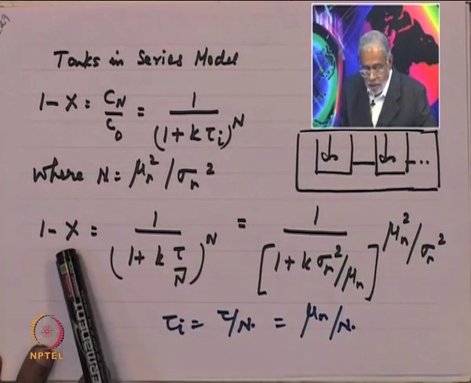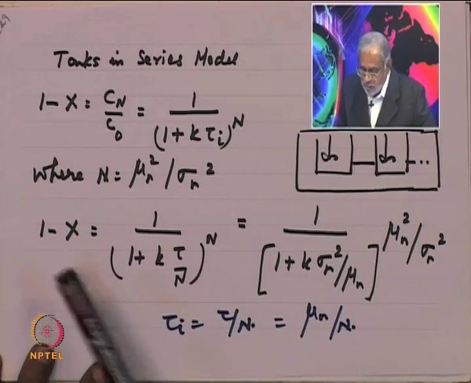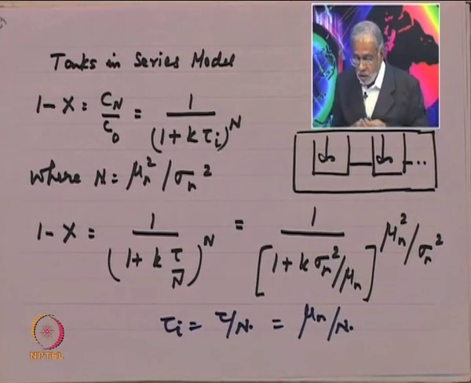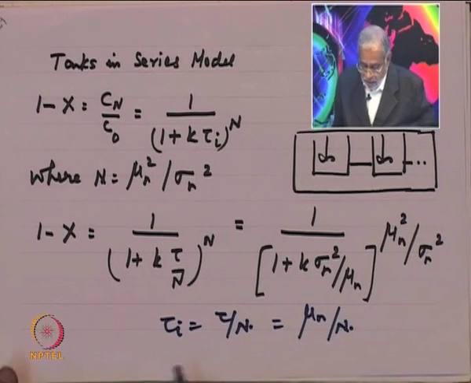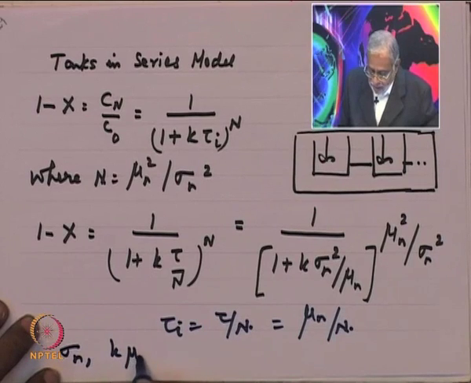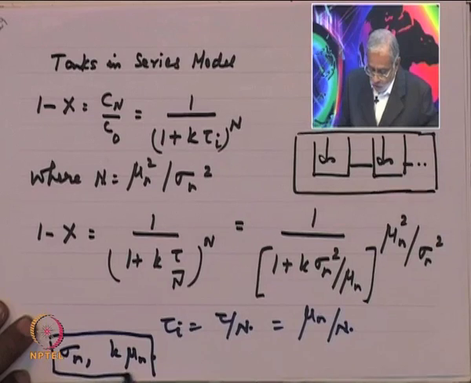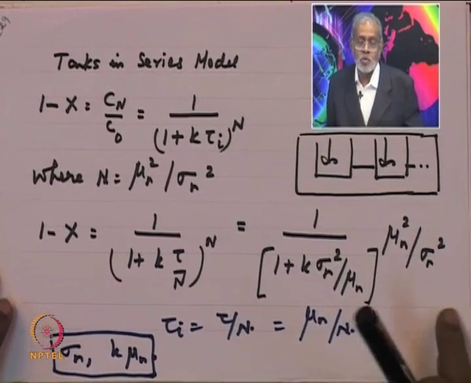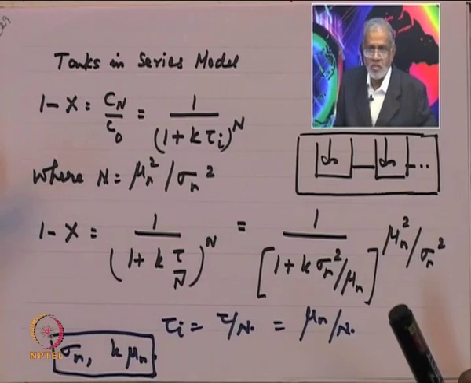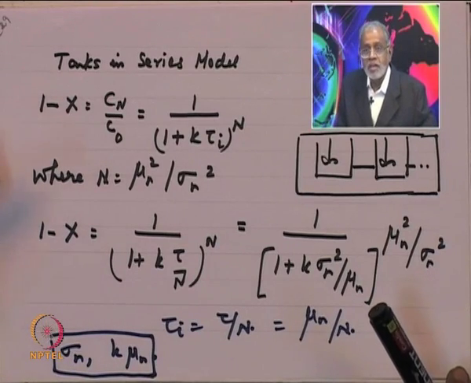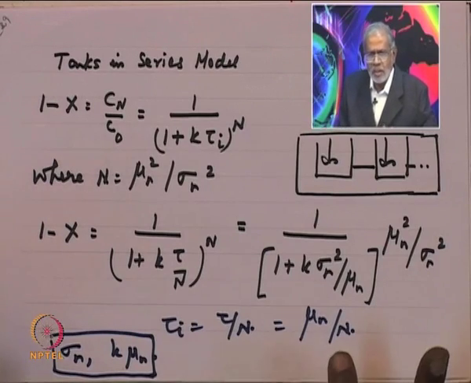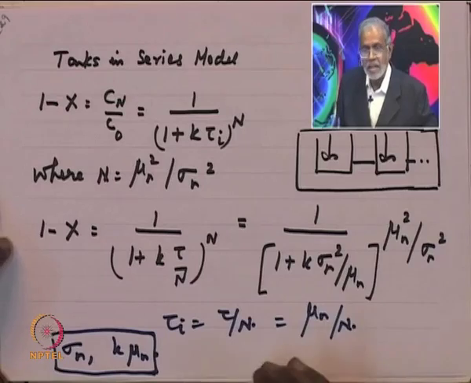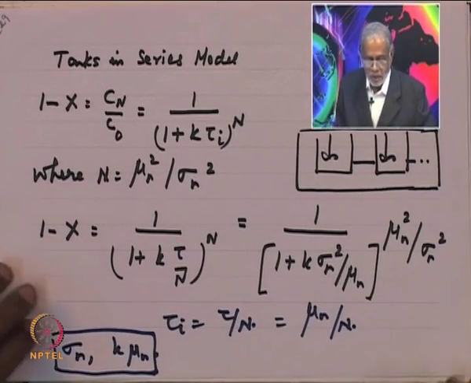So if you look at the final expression, 1 minus X equal to this, it depends on all these parameters k, sigma n and mu n. So how many parameters are involved here? The number of parameters involved here is two: sigma n and k mu n. If you know these two, then we can tell how this tanks in series model will perform. So we talked about three models now: dispersion model, the recycled reactor model, tanks in series model. In other words, if you have a real equipment, you can use any of these models to understand how real equipment is performing, and that is the idea of trying to develop models to describe real equipments.